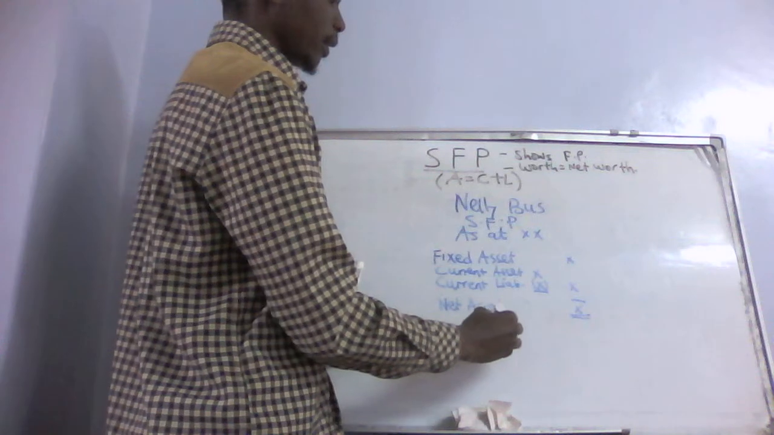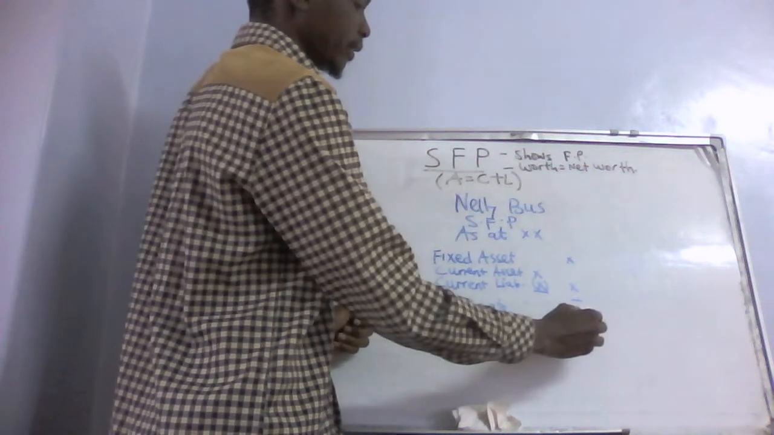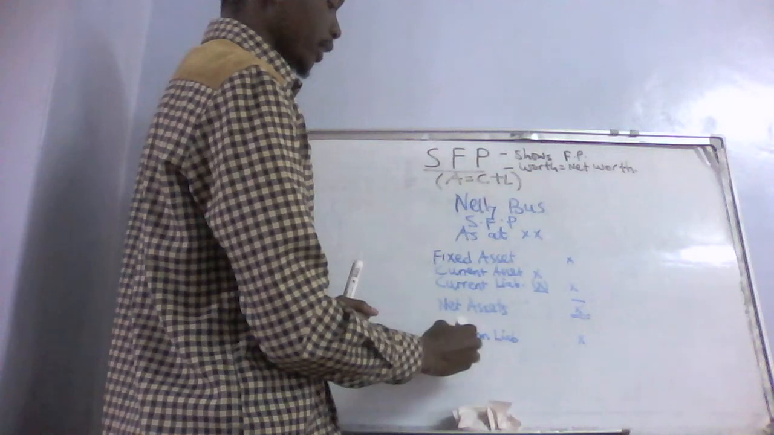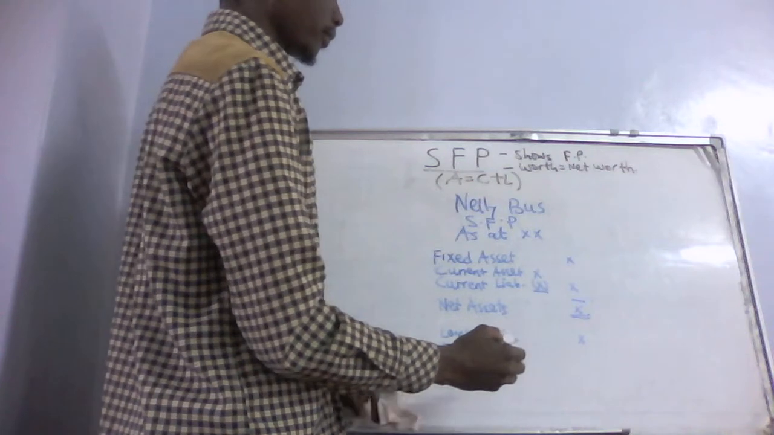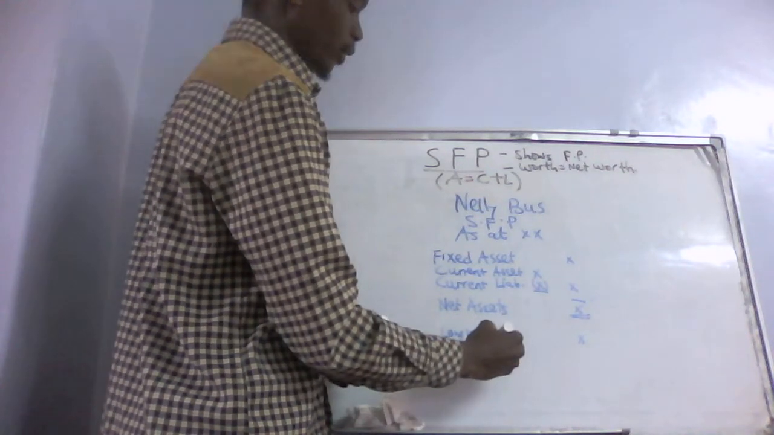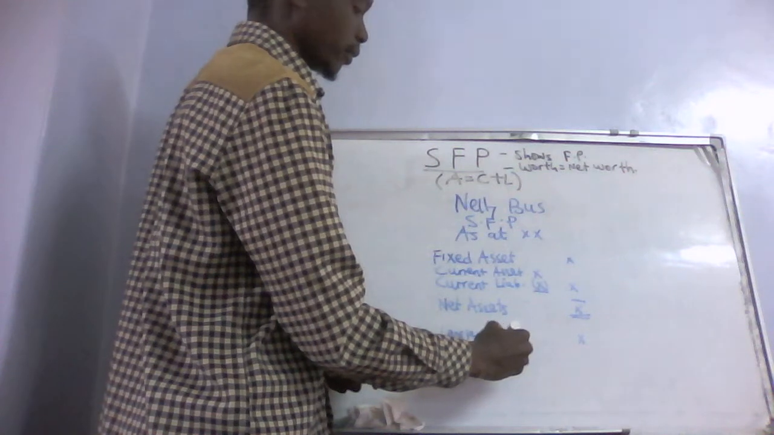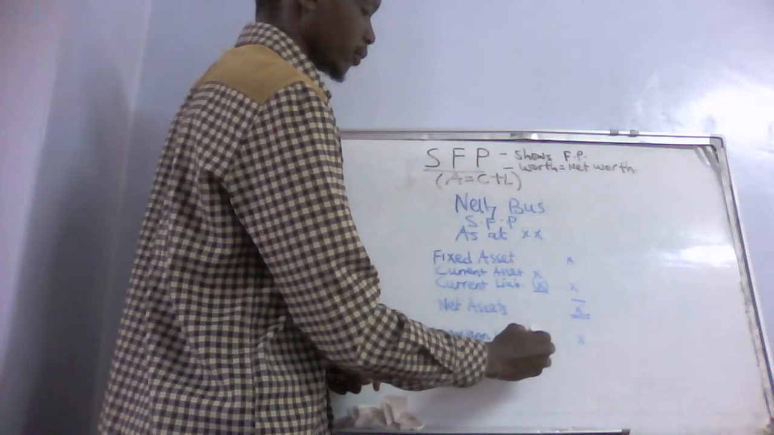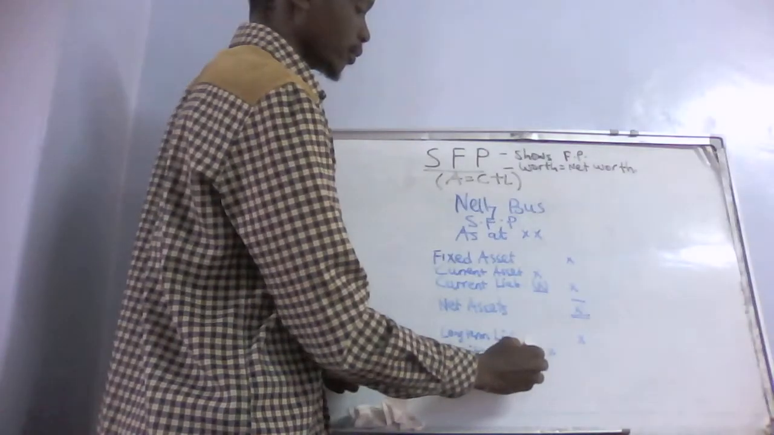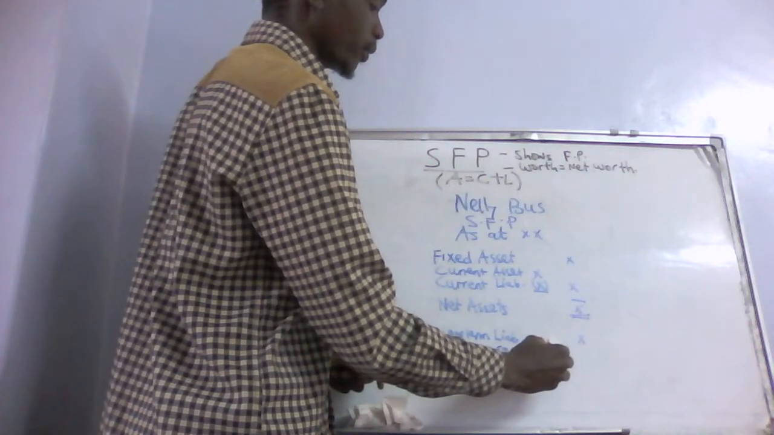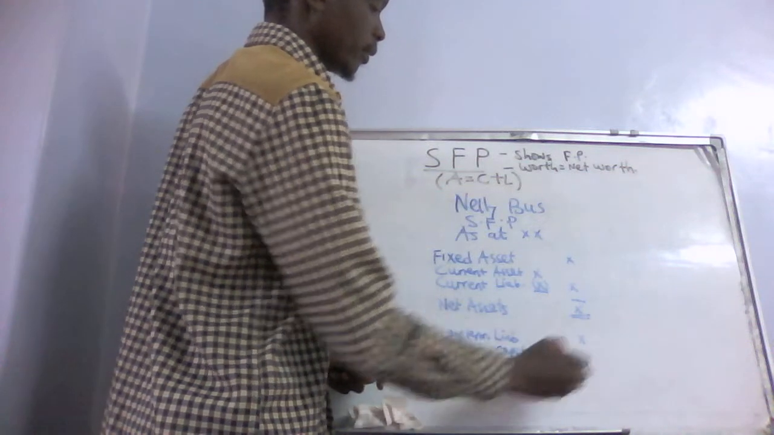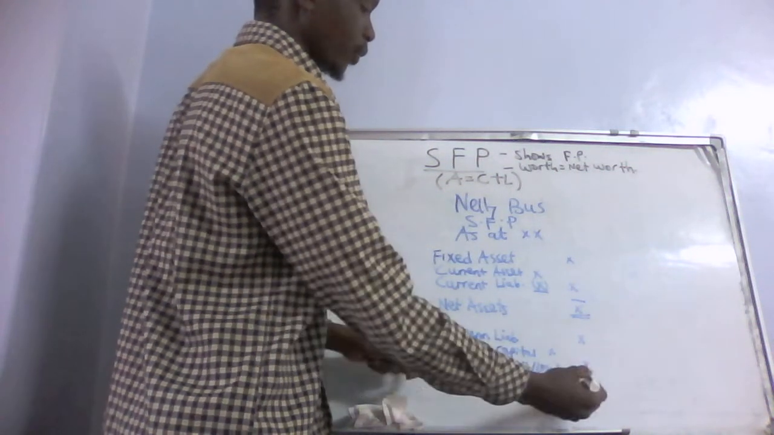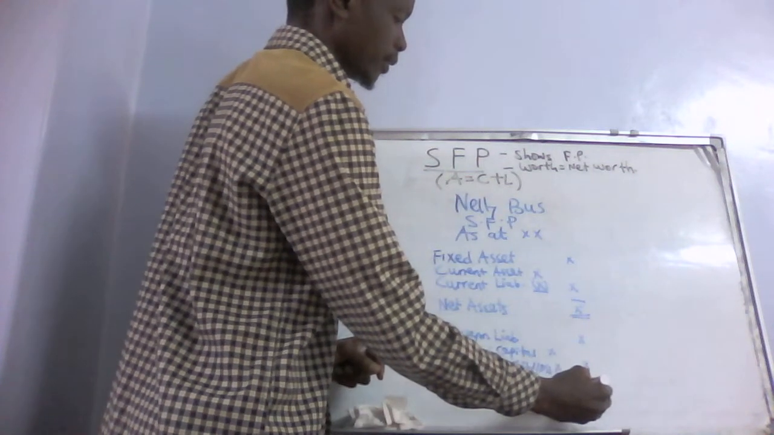Long-term liability, we'll have it here. Then you have the equity section, where you will have capital, let me put it here for now, and profit or loss for the year. So this is profit or loss for the year, which you put here. So equity is this one, and then you will have a double line.